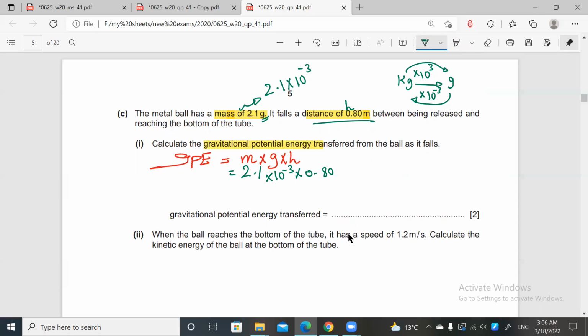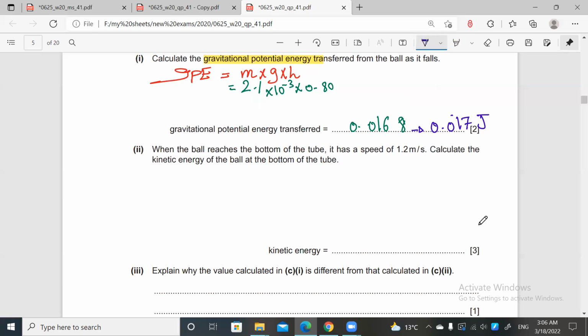The answer will be equal to 0.0168. Of course, I can't leave it like this. You must convert it to two or three significant figures. So the answer will be 0.017 joule. Of course, don't forget the unit.